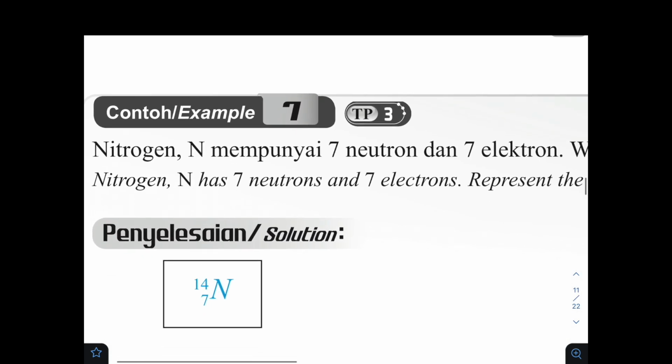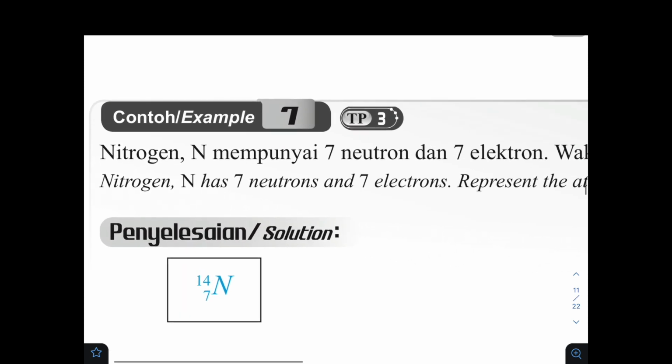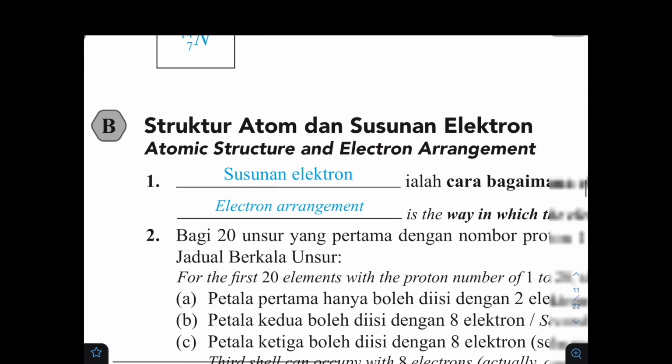So I'll give you another example. Nitrogen N has 7 neutrons and 7 electrons. Represent the atom in the standard representation of atom. So it is 14, 7, N. 14, 7, N. I hope you get it. Alright. So I proceed to the next one.